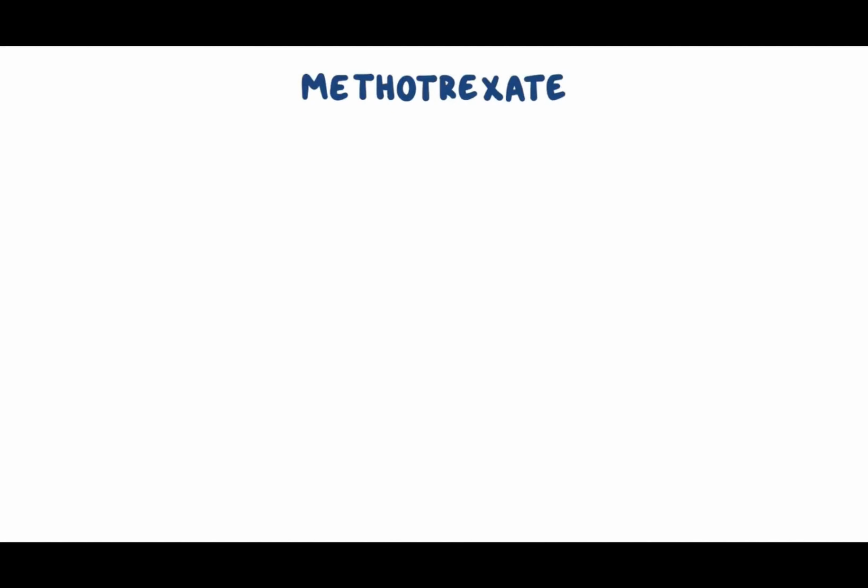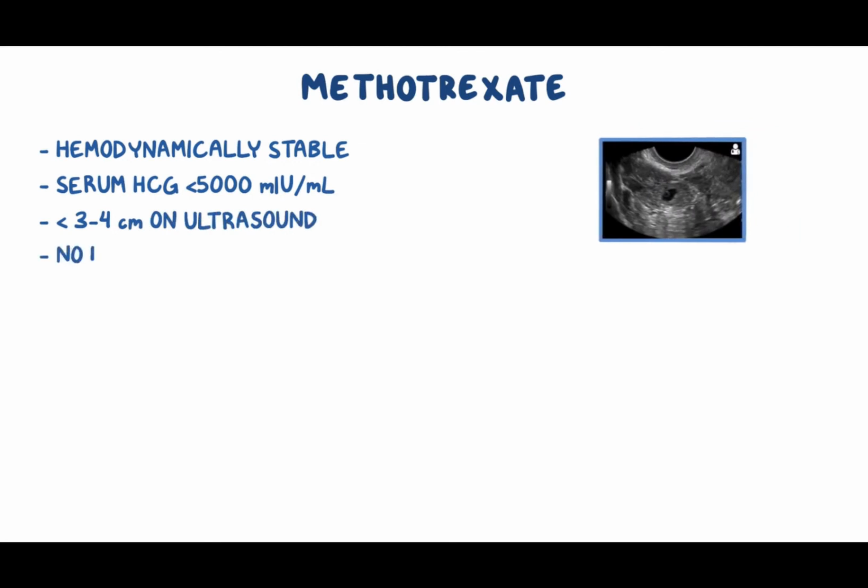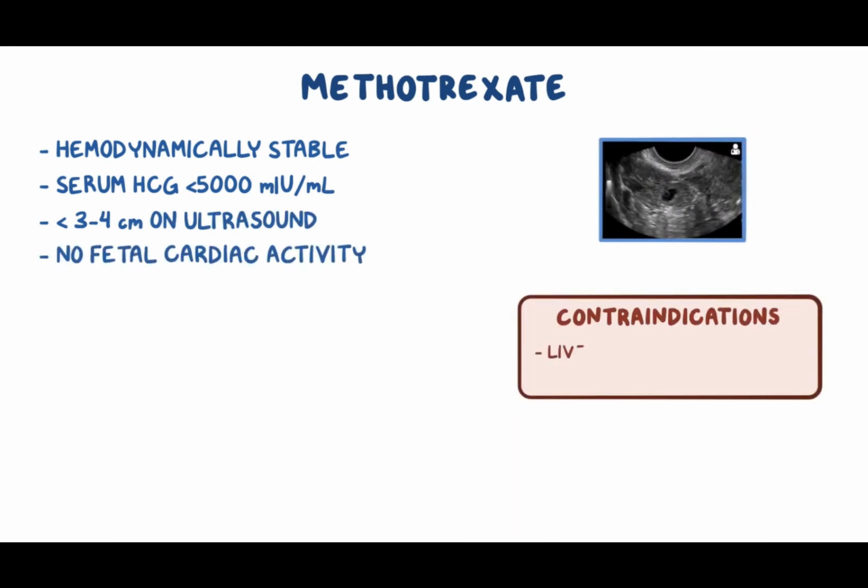Methotrexate can be used in females who are hemodynamically stable, who have a serum hCG below 5,000 milliunits per milliliter, and when the ectopic pregnancy is less than 3 to 4 centimeters on ultrasound, and there's no fetal cardiac activity. Methotrexate isn't used in females with liver and renal dysfunction, or with an abnormal complete blood count.